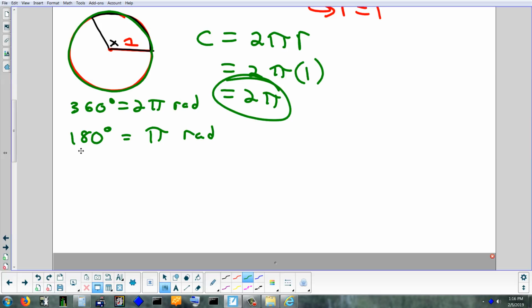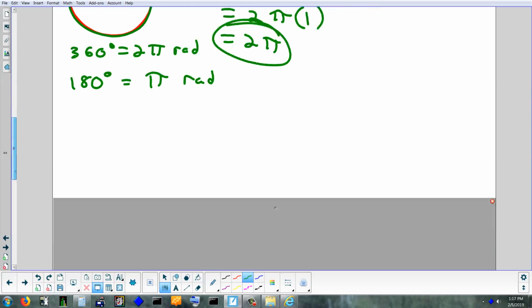Usually when you give someone a conversion, nobody said to me like in 36 inches there's 3 feet. They simplified it and they just said 12 inches in a foot. So usually when you give someone a conversion, it has a 1 in it. If we change one of these sides to a 1, that's going to tell us how to convert between degrees and radians.